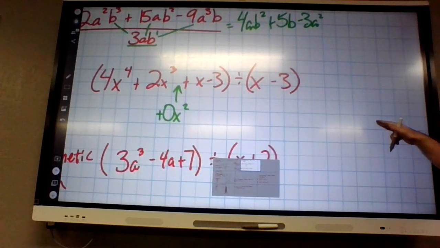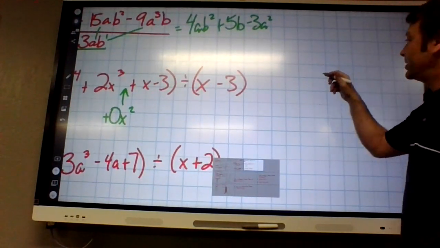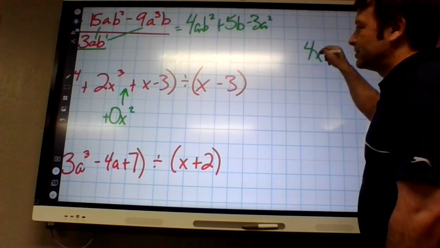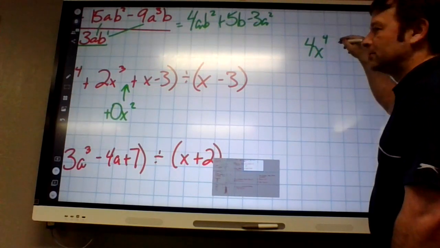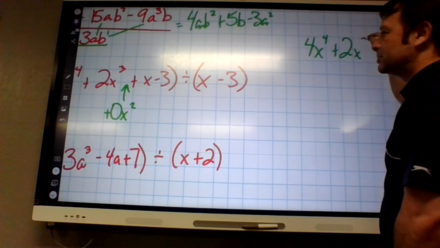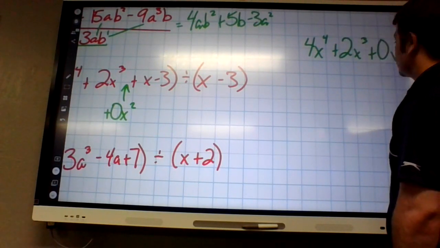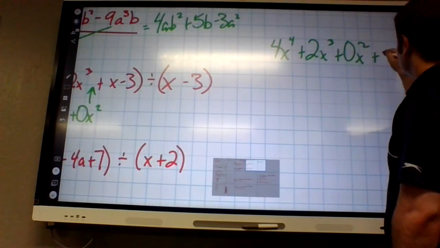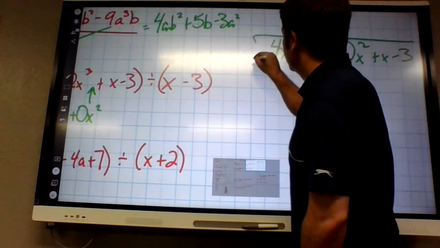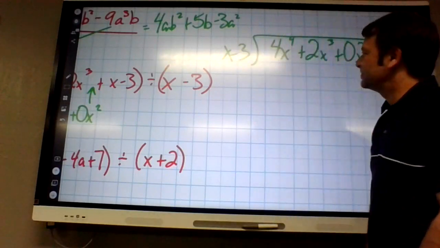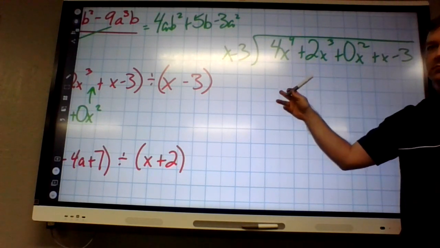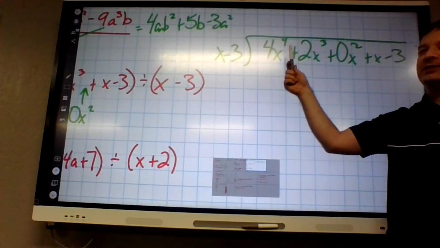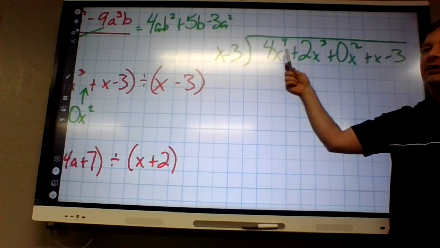Okay, this sucker is gigantic. So it's 4x to the 4th plus 2x cubed plus 0x squared plus x minus 3, divided by x minus 3. Okay, so Olivia prefers this method. Anybody else? Shannon, yes, I do. This is superior and no one gets arrows.